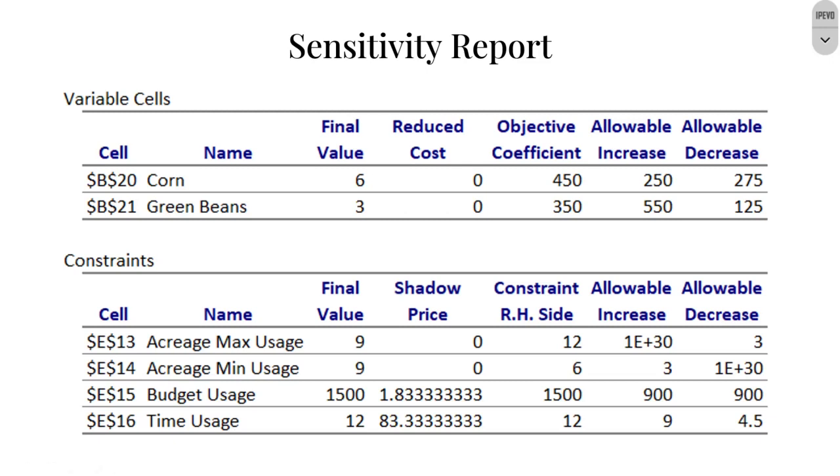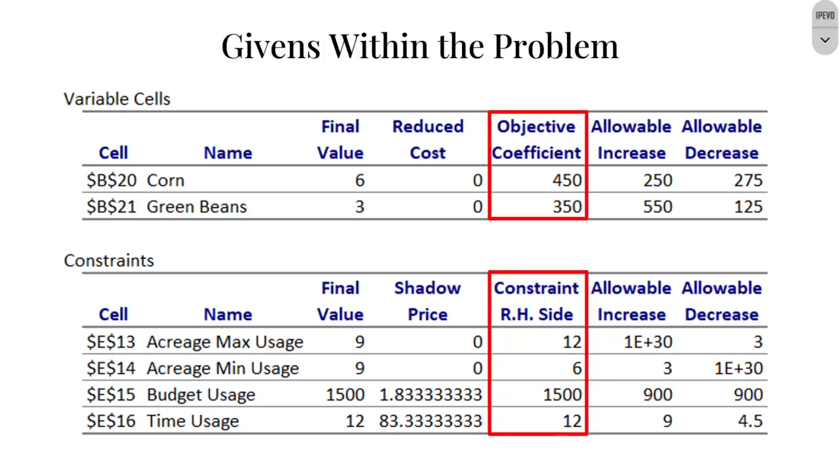So the first thing we can see very clearly with both of these sections is that it outlines the givens of our problem, right? We know that for our objective, we are looking to maximize profit. So the profit that we could potentially make from corn was $450 per acre, and for green beans, it's $350 per acre. For the constraints, we see all of our conditions that we were given. So we know that she only had 12 acres of land. She had to use at least 6 of them. She had a budget of $1,500, and she had 12 hours to do all of her planting. Okay, so it's all clearly laid out for us in this table.